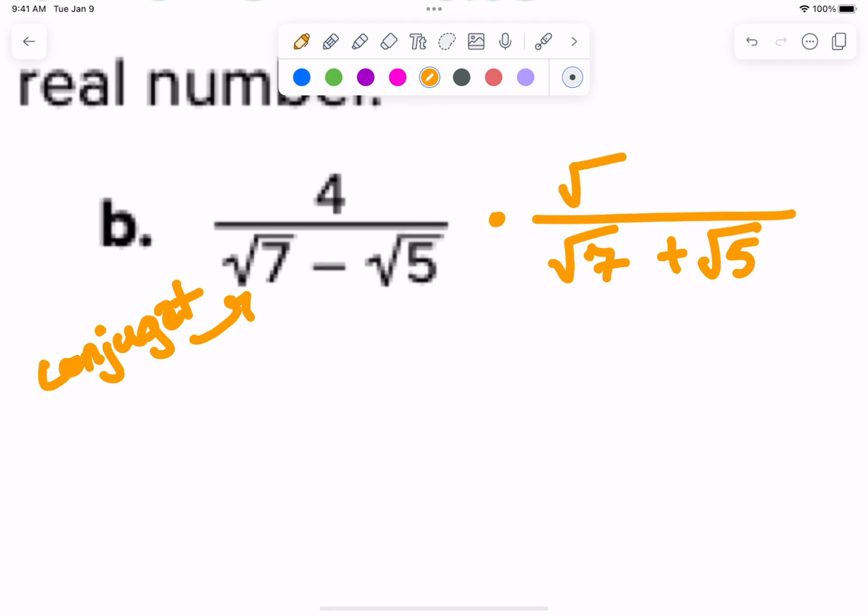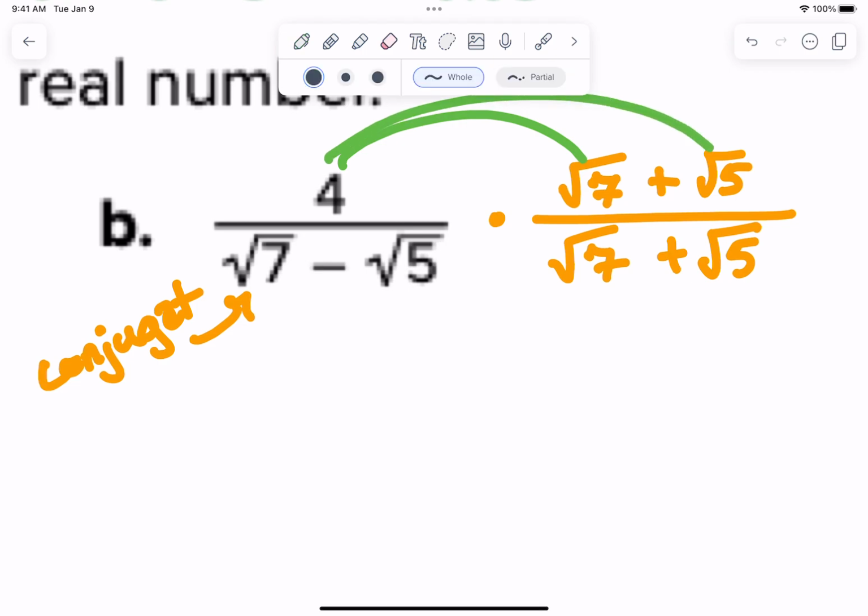And what I do to the bottom, I also have to do to the top. I can get away with doing this because this whole chunk reduces to become 1. So I'm taking this thing times 1, which means I'm not changing its value. I'm just changing what it looks like, right?